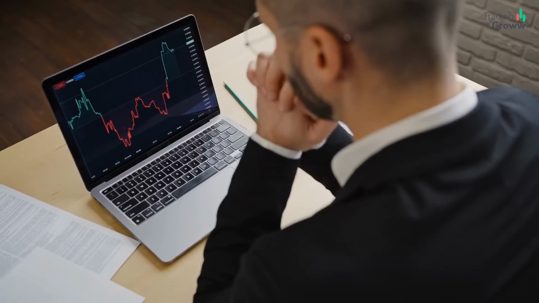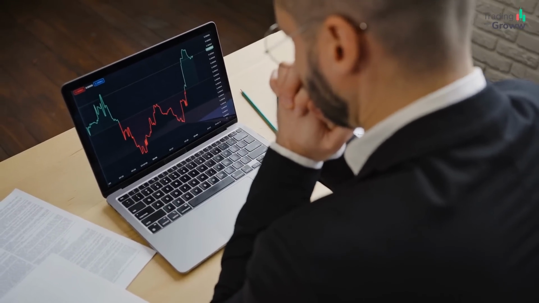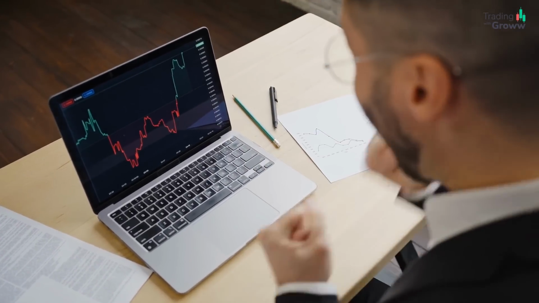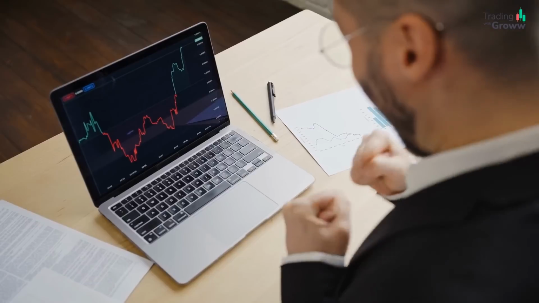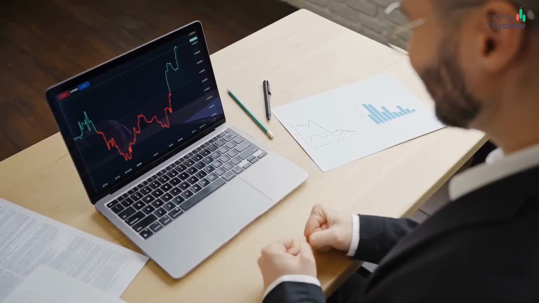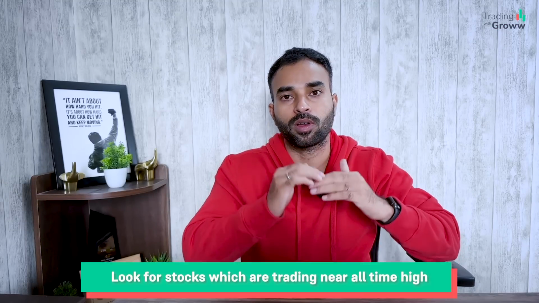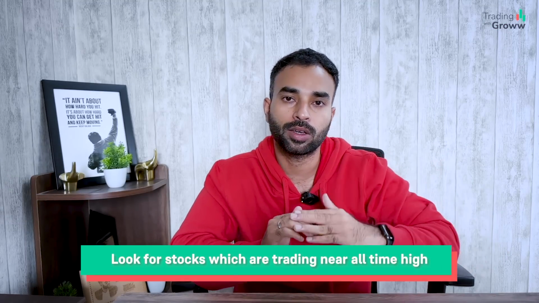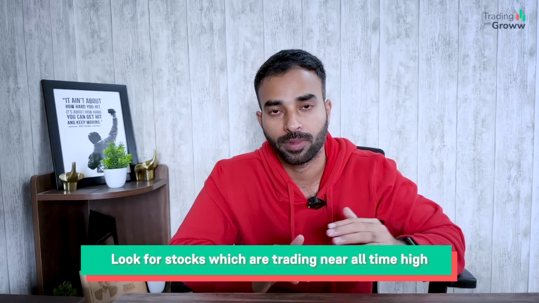So we are going to focus on those kinds of stocks, and we are going to go long in them. We are going to focus on stocks which have shown strong momentum. In this case, we are going to look for stocks which have recently crossed their all-time high price. So it is not only the 52-week high. When you look for stocks which have crossed the all-time high, it automatically includes the 52-week high as well.